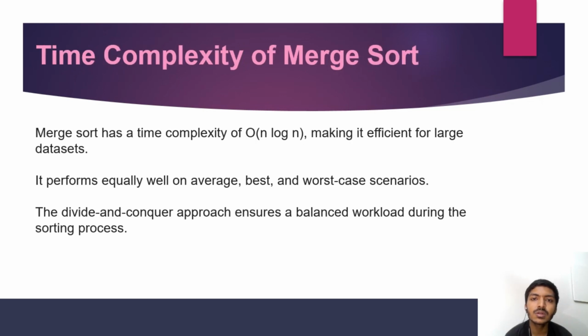Now let's talk about the time complexity of merge sort. Merge sort has a time complexity of order of n log n, and that time complexity is the same for its best case, its worst case, and also its average case. This makes it efficient for working on large datasets, on large databases. The divide and conquer approach ensures a balanced workload during the sorting process.